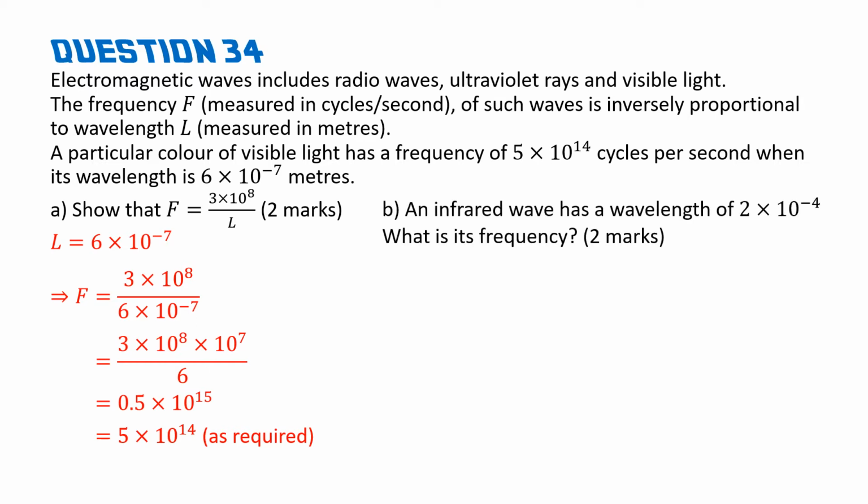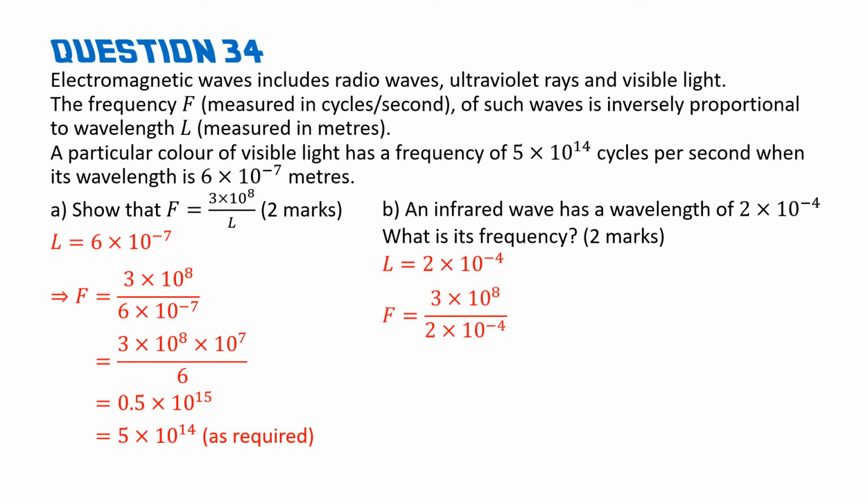Now part B, we have an infrared wave that has a wavelength of 2 times 10 to the negative 4, and we want to find out what is its frequency. Guess what? It's the exact same thing we just did. This time we've got a wavelength L of 2 times 10 to the negative 4, and we want to find out what f is. It's going to be a different value of f, but the process is the same. So L is 2 times 10 to the negative 4. So we substitute that into our equation.